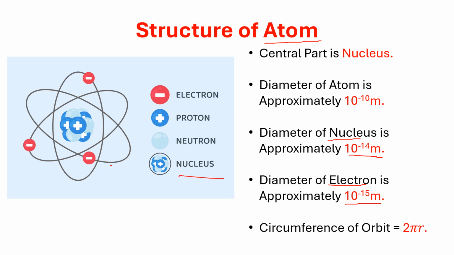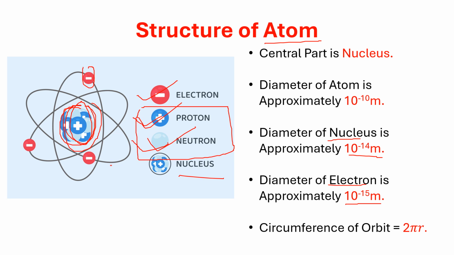In the nucleus, we have the proton and the neutron. An atom consists of electron, proton, and neutron. In an atom we have the nucleus, and in this nucleus we have the proton and the neutron. Electrons revolve around the nucleus.